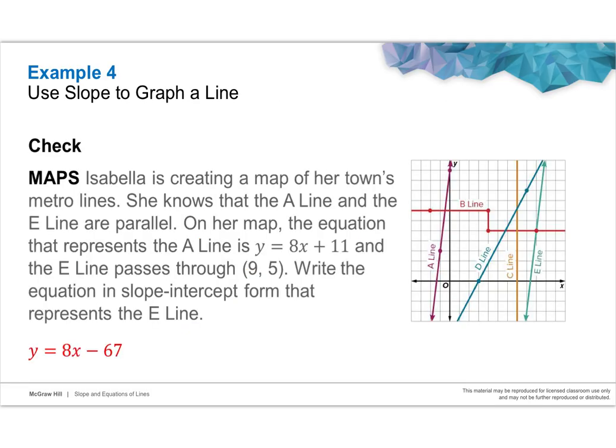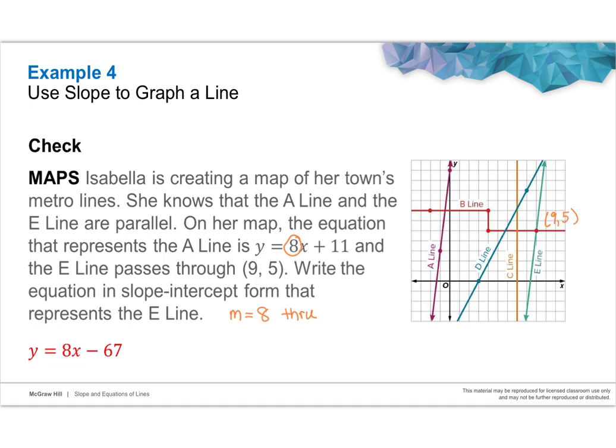All right, the answer we should come up with for the check for example 4 here on page 220 is going to be 8x minus 67. Let's see how we arrived at that. First of all, the E line needs to run parallel to our A line, and our A line has the equation y equals 8x plus 11. So we're going to target that slope of 8, and we know our new equation also has a slope of 8. And we know that we're going through the point that we can see on the graph here, on the E line, 9, 5.